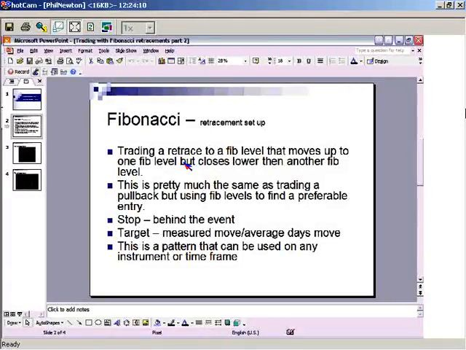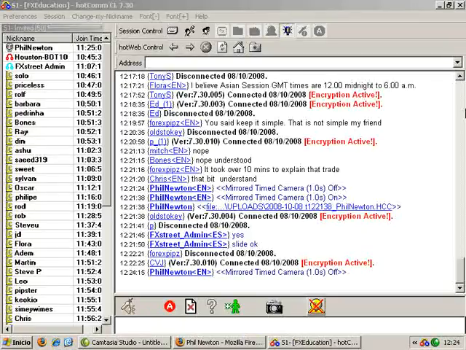So how do we actually use that for a trading opportunity? Let's look at some examples. And back to the charts.